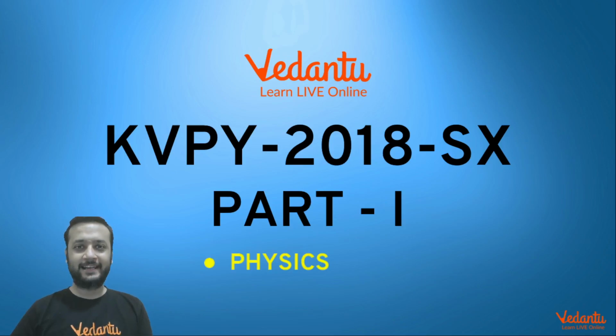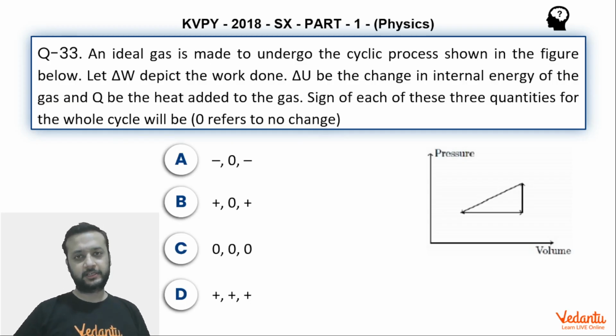Hi dear students, let's see this question that came in KVPY 2018 SX part 1 physics paper. Another question from thermodynamics. We can see that this paper was actually very heavy in terms of thermodynamics questions, but this question is actually a very straightforward, easy question. Almost every student would have done this within 20-30 seconds.